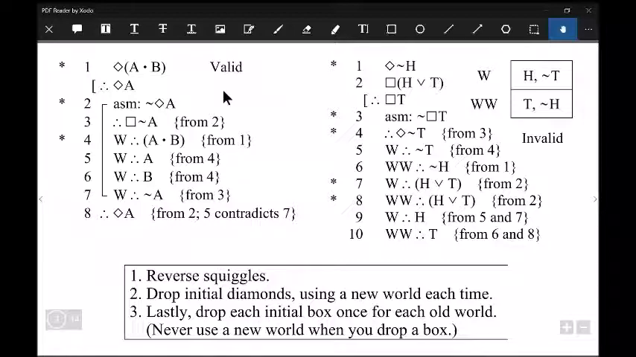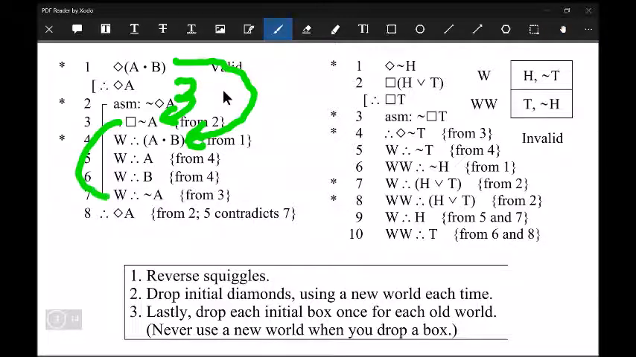You have the valid one, you assume the opposite, not possible A, and then you reverse squiggle, therefore necessary not A, and then you drop the diamond into a new world, and you can simplify. Then last of all, you drop the box in the old world, and there you go. So you reverse squiggles first, drop initial diamonds, using a new world each time. Lastly, drop the boxes into old worlds. Never use a new world.